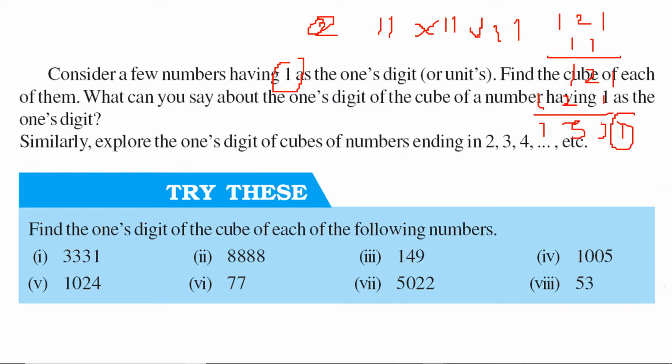Did you get 1 here? So if the ones digit of a number is 1, the cube also gets 1 at the ones place. So you can explore the ones digit of cubes with 2, 3, 4 also. Find the ones digit of the cube of each of the following numbers. These are all the ones digits.